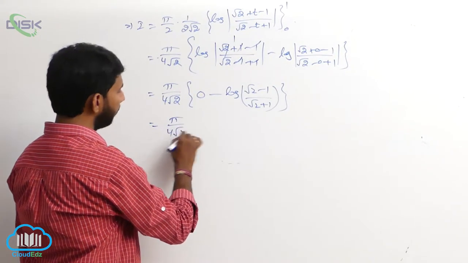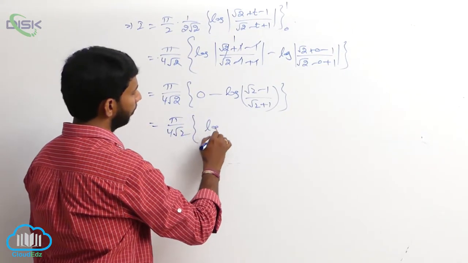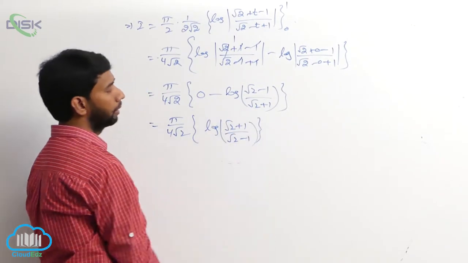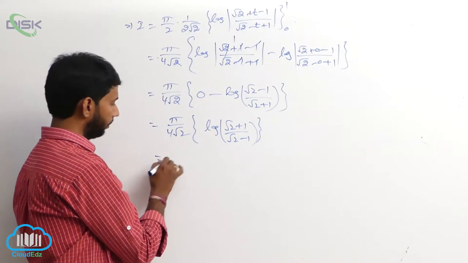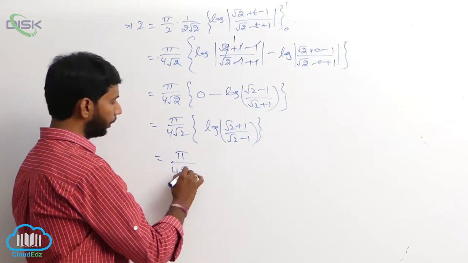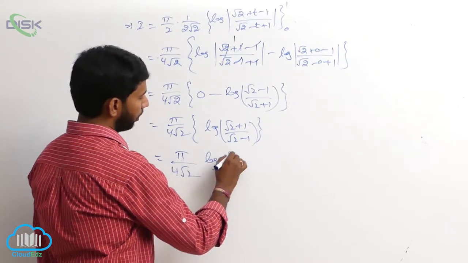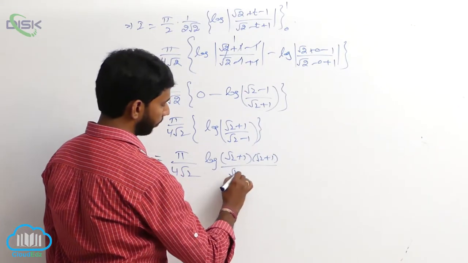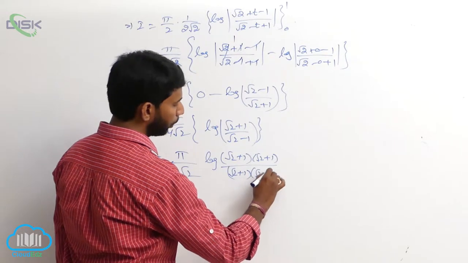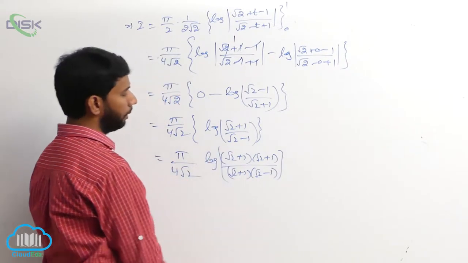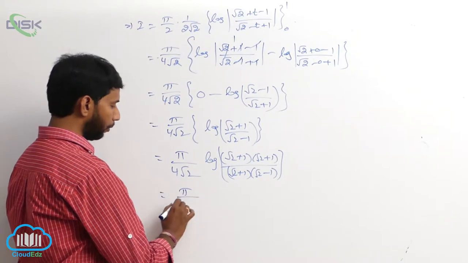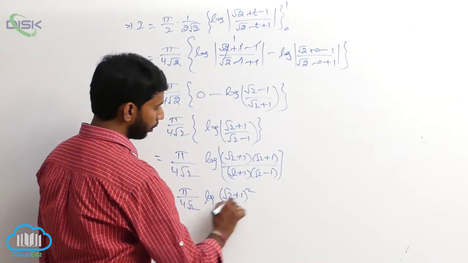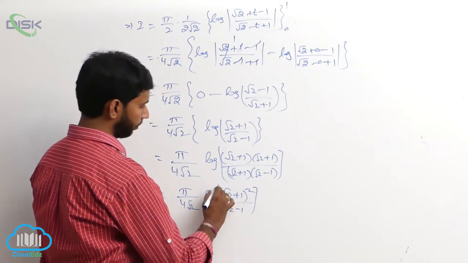It can be written as pi by 4 root 2 into log of (root 2 plus 1) by (root 2 minus 1). Rationalize the denominator: pi by 4 root 2 into log of (root 2 plus 1) into (root 2 plus 1) by (root 2 plus 1) into (root 2 minus 1). Rationalizing the denominator, it is pi by 4 root 2 into log of (root 2 plus 1) whole square by (2 minus 1).